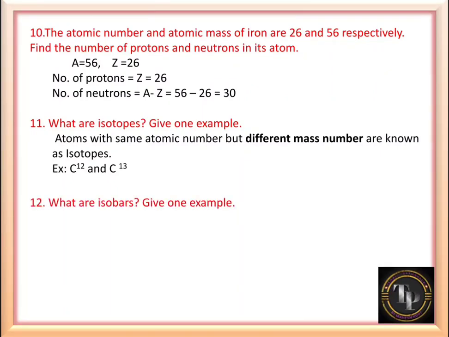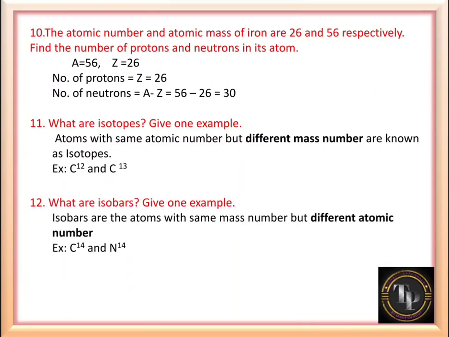Isotopes. Isobars are atoms with the same mass number but different atomic number. See the difference: isotopes have different mass numbers, isobars have different atomic numbers. C14 and N14: the mass number is the same, but the atomic number is carbon 6, nitrogen 7. Following my point, isobars have the same mass number but different atomic number. Isotopes have the same atomic number but different mass number. Remember, guys, with examples.